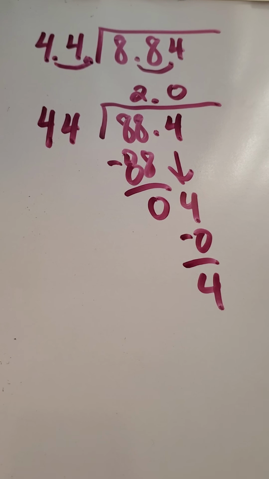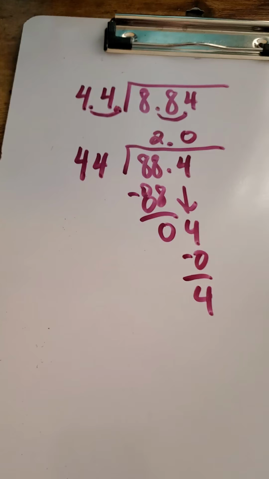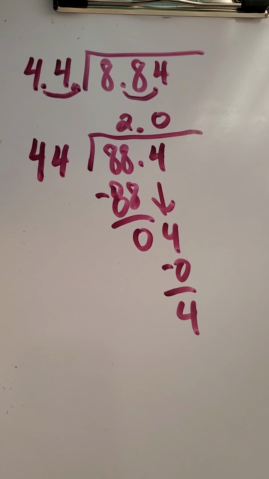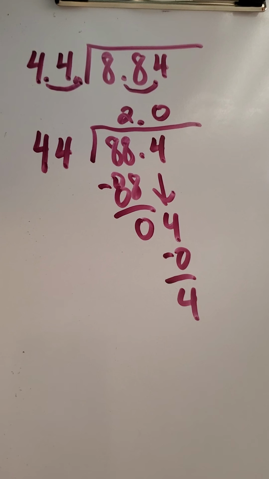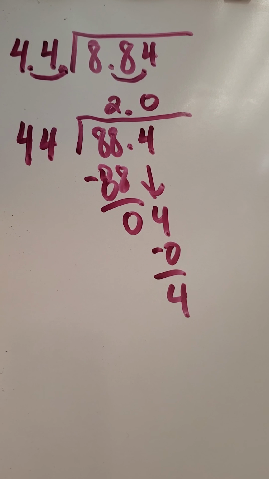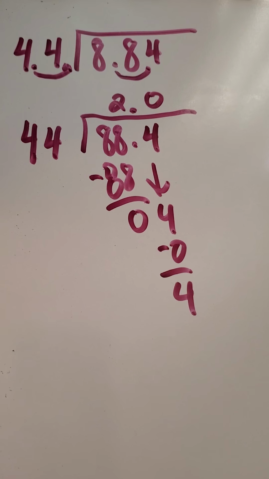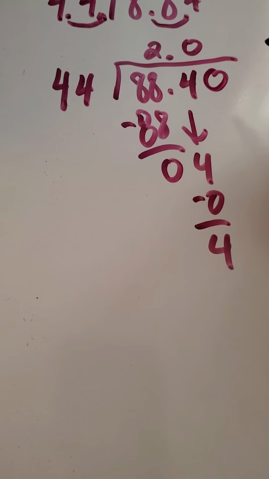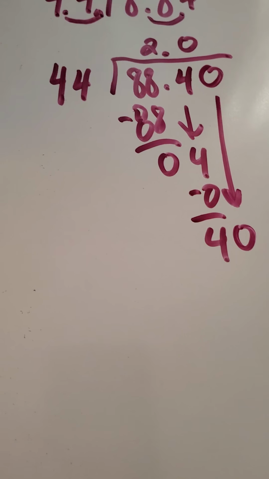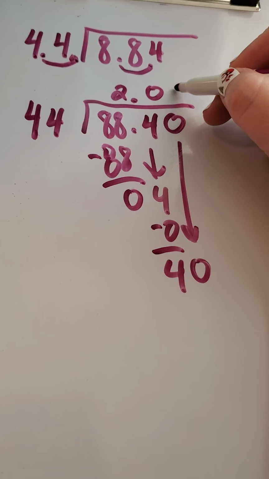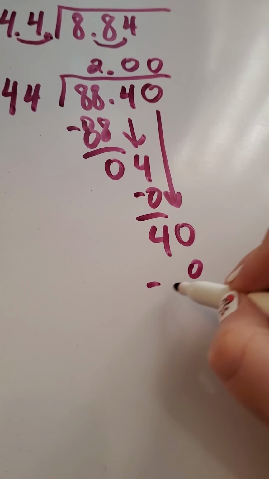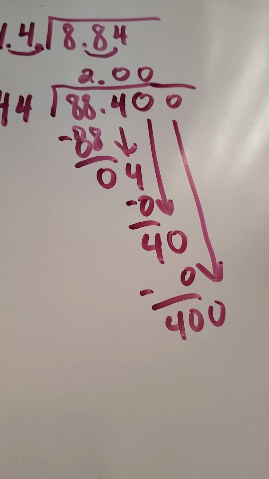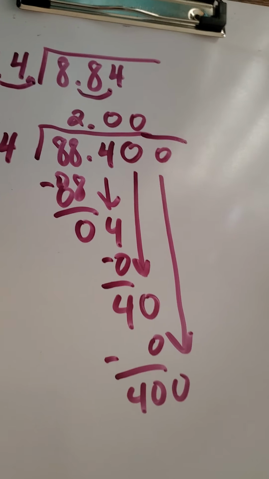Now, what do I do if I have a remainder? I have to then add zeros until I end up with either a repeated number or until I end up with a final, like a 0 at the end. So I add a 0 there, and now I have 44 into 40. That's not possible. Add on another 0. I have 44 into 400.